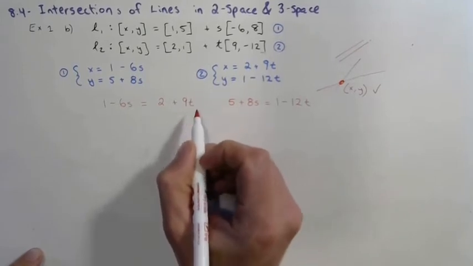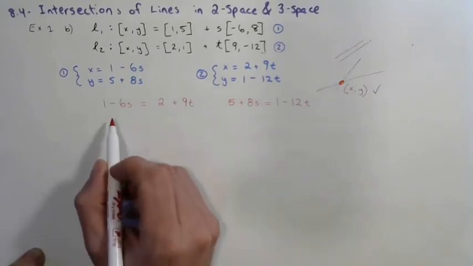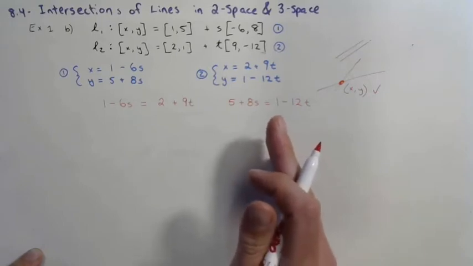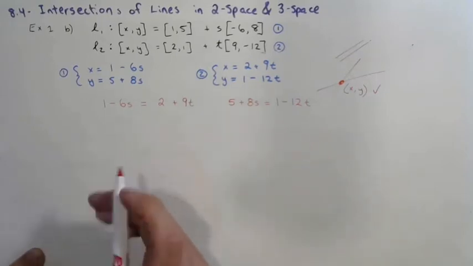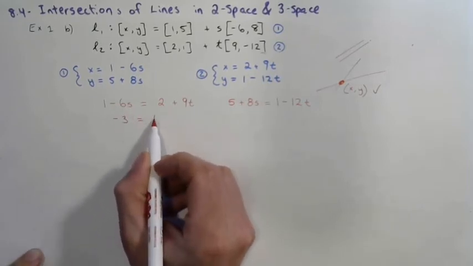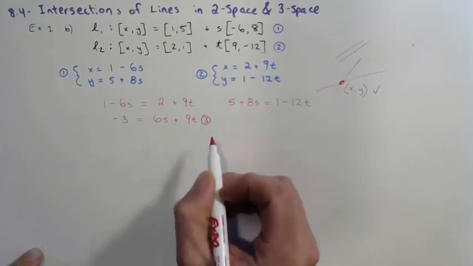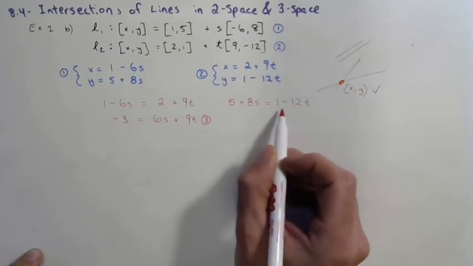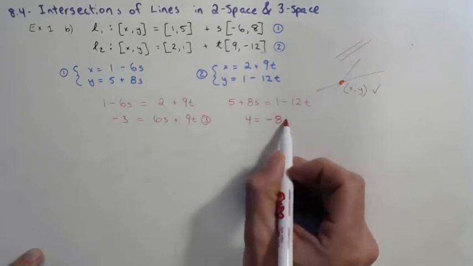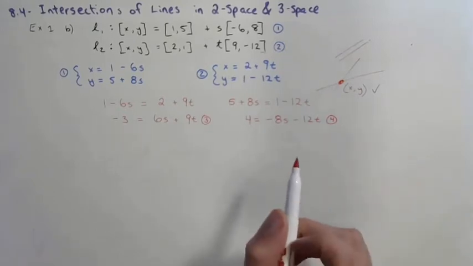Okay, now I've created two new equations by equating these. Let's simplify. I'm going to put all my variables on the right side of each equation and have just the constant on the left side. So here I'm going to subtract 2 from both sides and add 6s to both sides. I'm going to call that now equation 3. Here we're going to subtract 1 from both sides and subtract 8s from both sides. Call that equation 4.